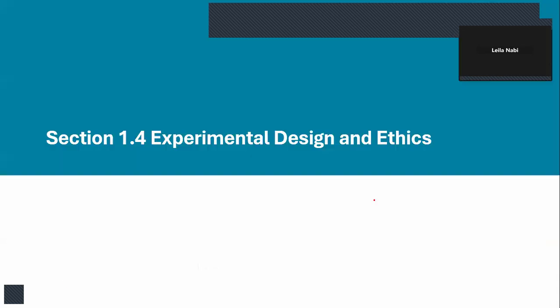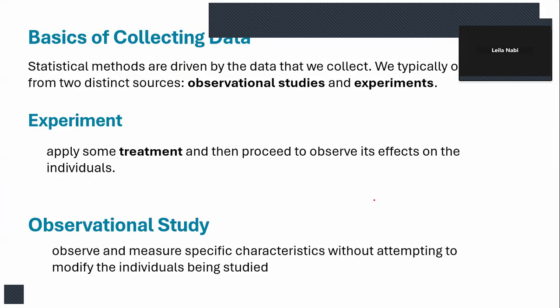Okay. Now let's talk about section 1.4. Section 1.4 also is more about the definition. We want to learn about experimental design and observational studies. We have two types of study for collecting data. When we set up a statistical study, we have different methods to collect the data.